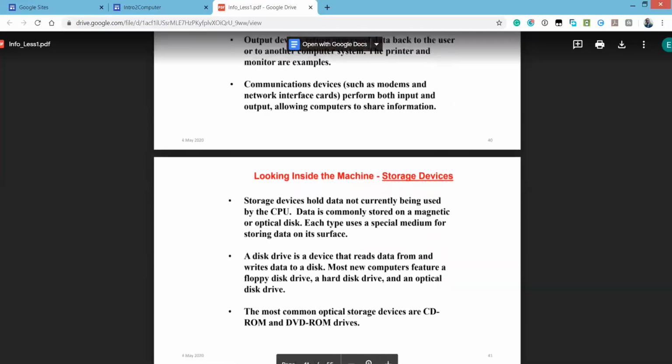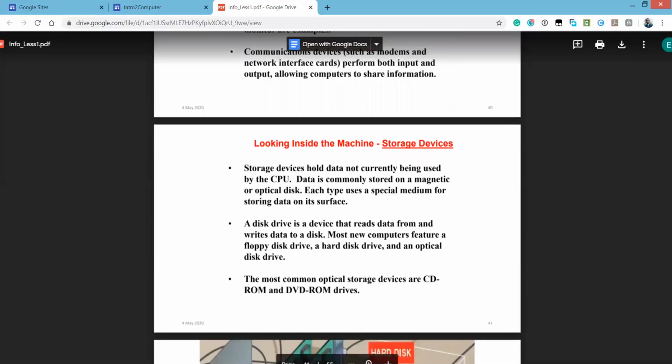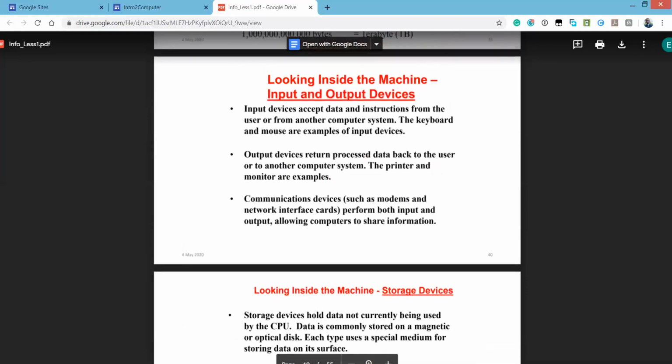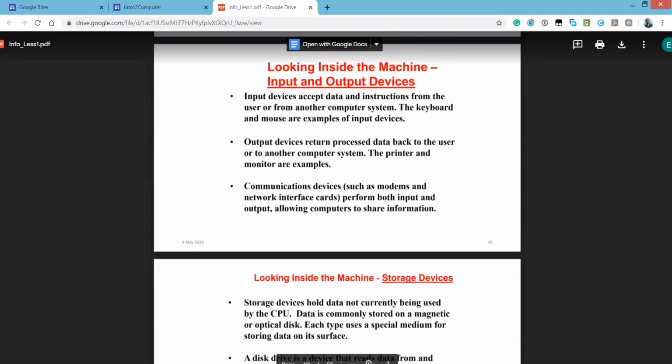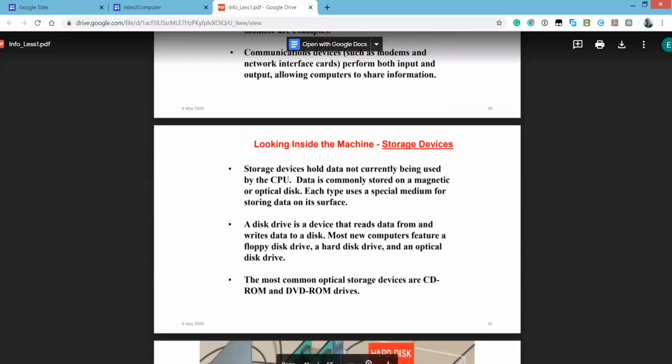All right, so moving on. Still on the storage devices. Okay, we're talking of inputs and output. Now we are talking about storage devices. Storage devices hold data not currently being used by the processor.